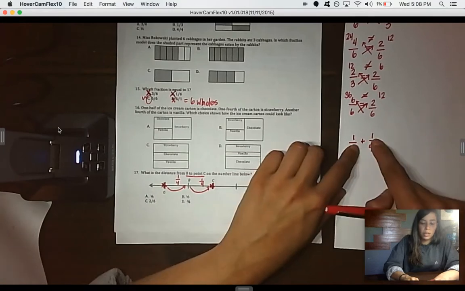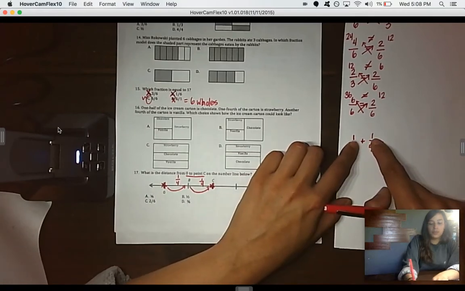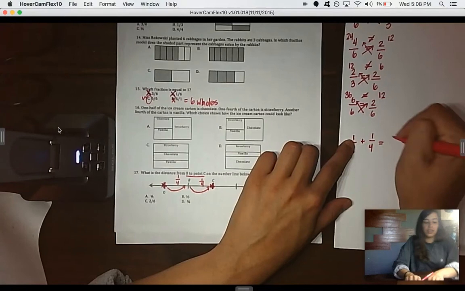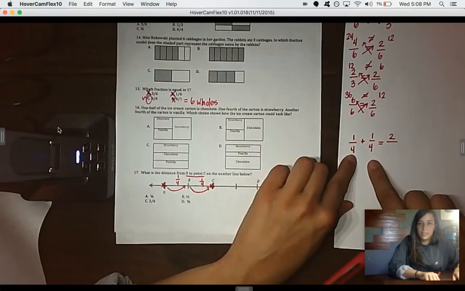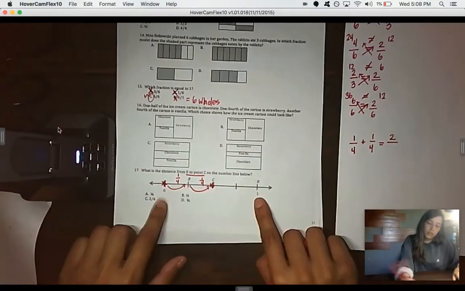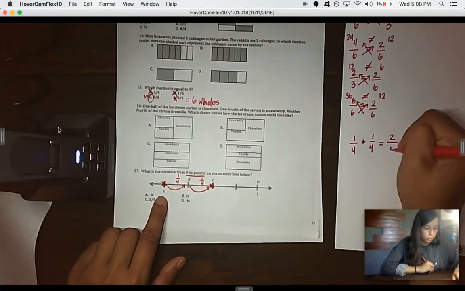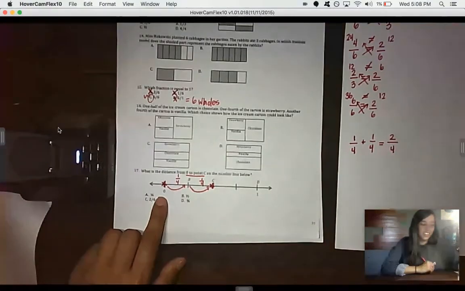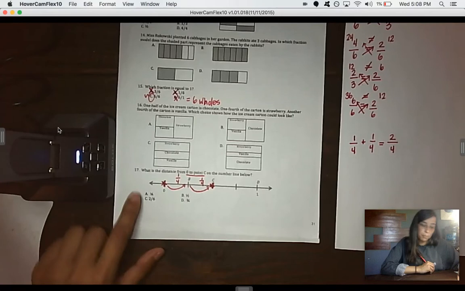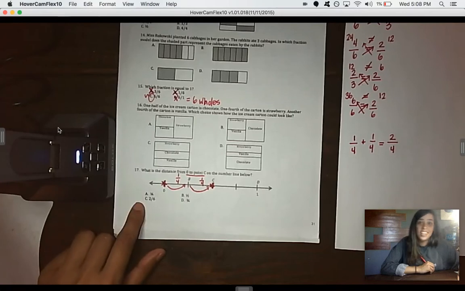1 plus 1 is 2. And then your denominator stays the same because still our number line is split into 4 pieces. So it's 2/4. But now I need to go down here and check A, B, C, and D because I don't see 2/4. So you need to go and find an equivalent fraction.